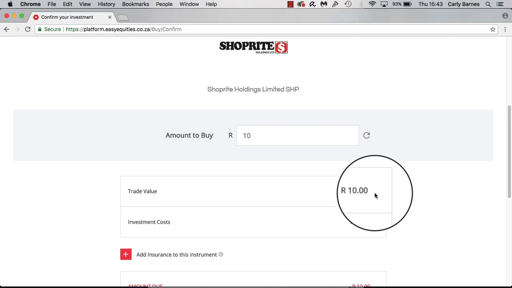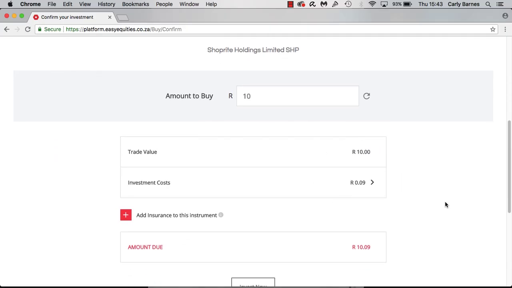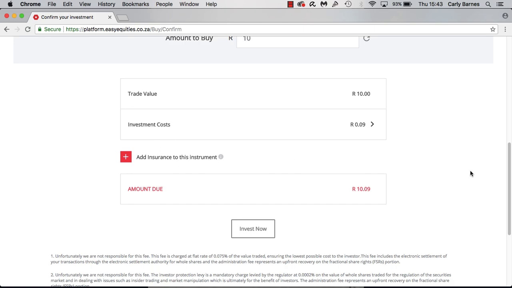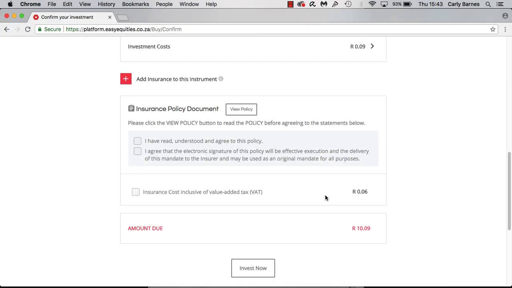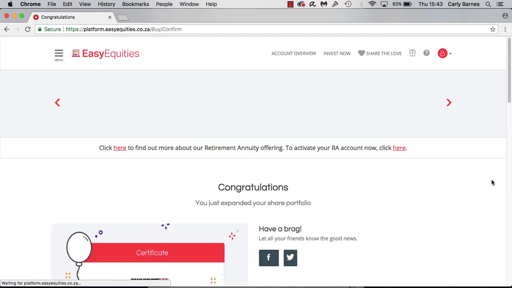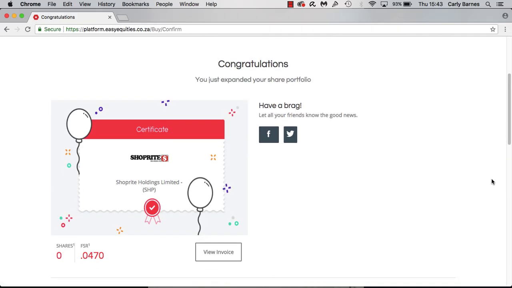Here we have a little bit of a breakdown of how much that's going to cost. So the trade value is 10 Rand, the investment costs are 0.09 Rand, and I also have the option here to add insurance to this particular share. Now what that means is you can insure the value of your investment against management fraud and dishonesty. And you can do that as well and as simply as selecting a few items on this checklist and ensuring the value of your share. But for today, we're just going to go ahead and invest straight up. And just like that, I am a ShopRite shareholder.